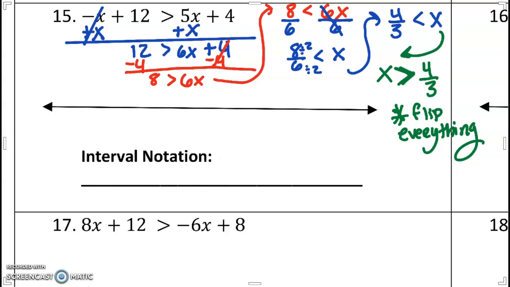Just to practice, I'm wondering, is 4/3 bigger or smaller than 1? It's bigger. Is 4/3 bigger or smaller than 2? So it goes in between those. Should 4/3 be closer to 1 or closer to 2? So I'm going to put my dot here.